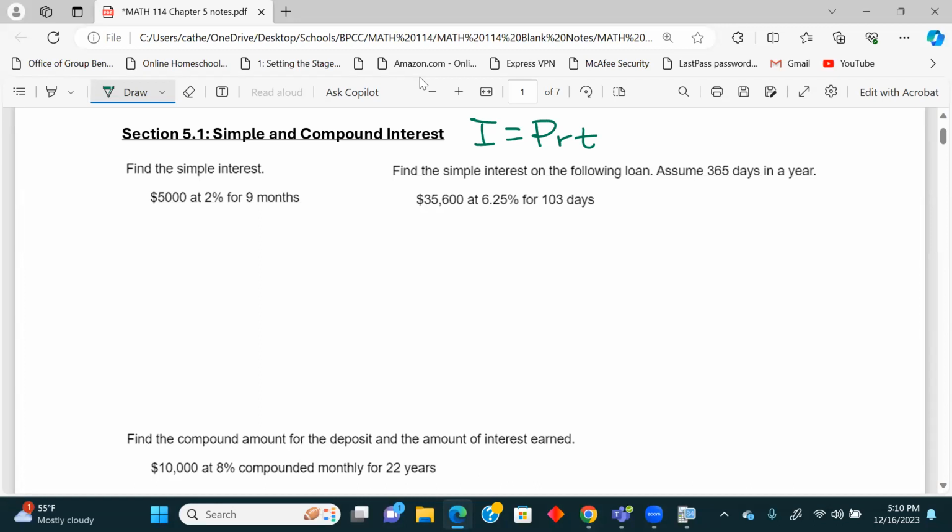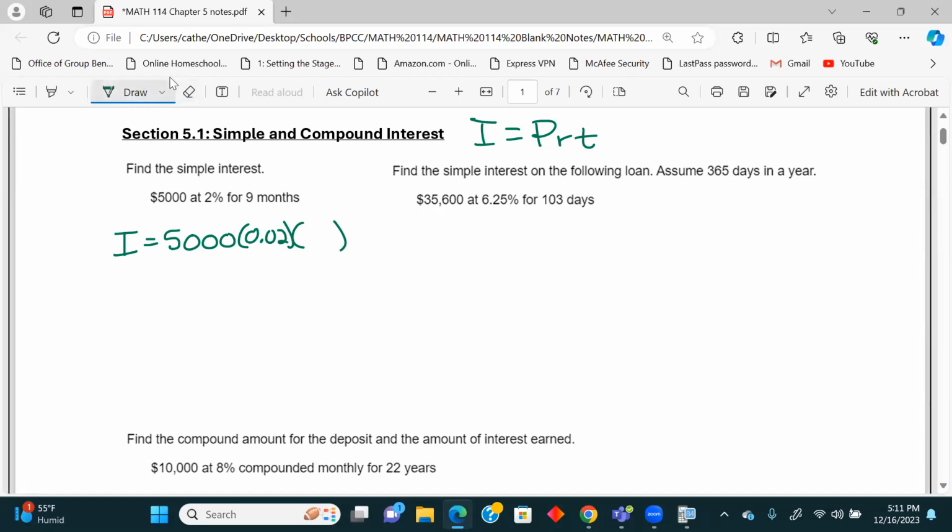We have $5,000 at 2% for 9 months. So we need to find the interest. So the principal is the 5,000. And I'm going to do a little scratch work on the side. So 2%, if you don't remember how to do this, you either take the 2 and divide it by 100, or you move the decimal 2 places to the left. So 2% is 0.02. And the time is 9 months. It has to be in years. So it's 9 over 12.